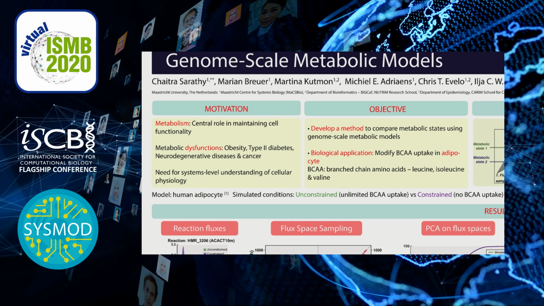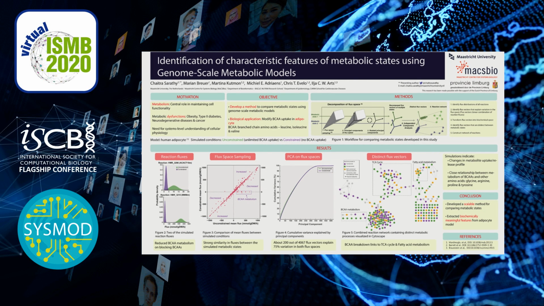As a biological use case, we applied our method on the model of human adipocyte and investigated the metabolic processes affected by blocking uptake of three branched-chain amino acids, namely leucine, isoleucine, and valine. We simulated two conditions labeled unconstrained and constrained, where the uptake of these metabolites was either unlimited or set to zero, respectively. Let's look at the method in more detail.